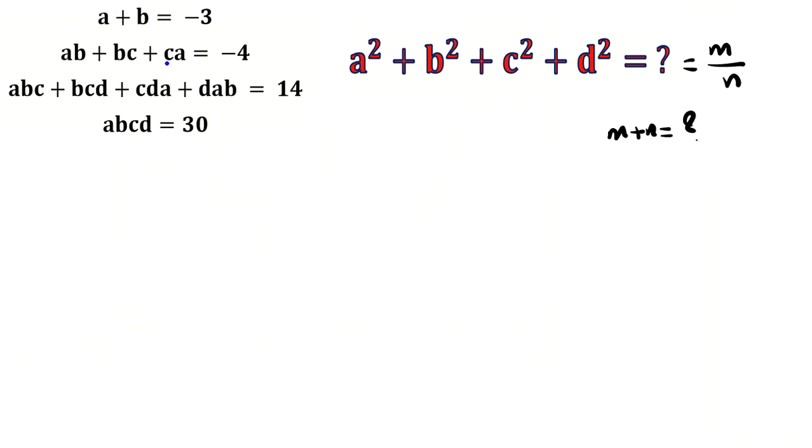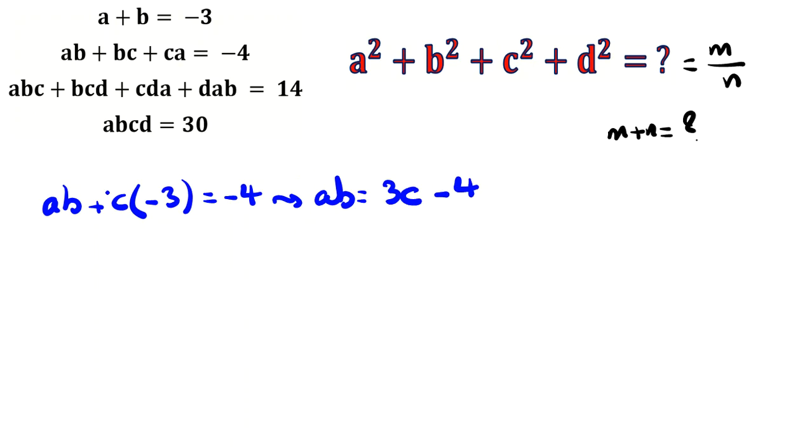For solving this problem and a lot of problems from BMO, British Mathematical Olympiad, one of the most important things is to replace. Finding something, then replace. For example, from the first equation, a plus b is negative 3. If we factor, we want to create a plus b. If you factor c, ab plus c times a plus b, which is negative 3, equals negative 4. So we've calculated that ab equals 3c minus 4.